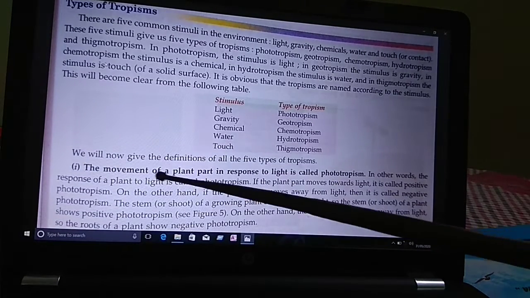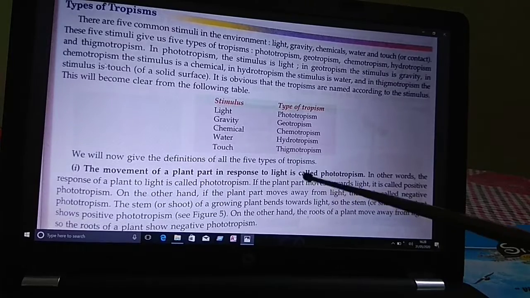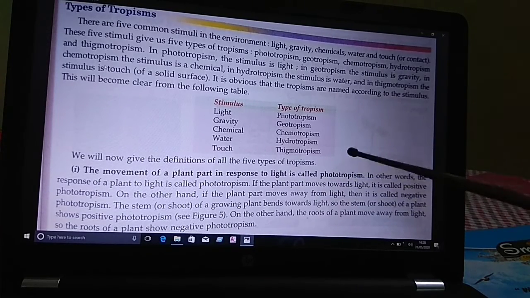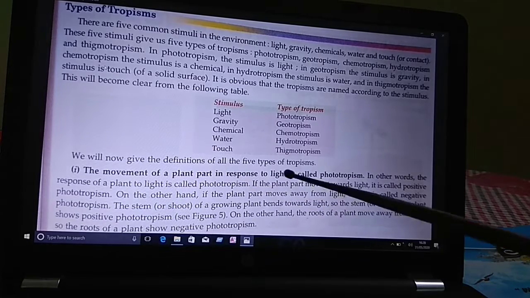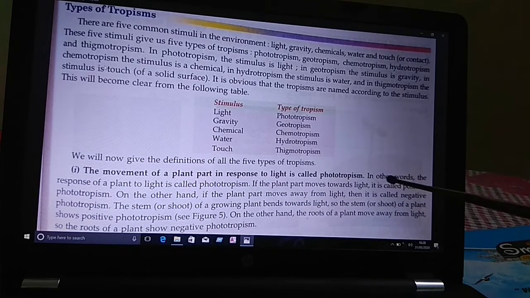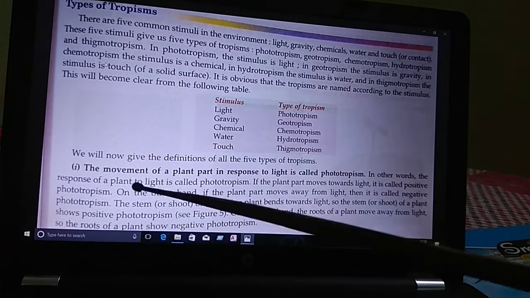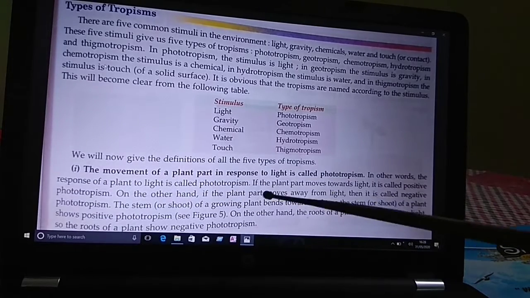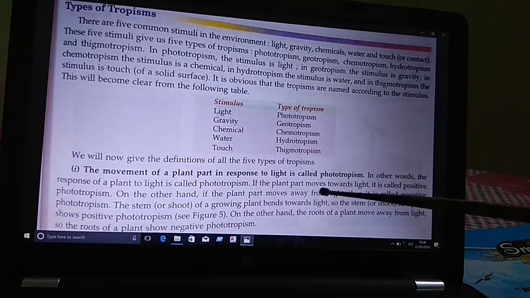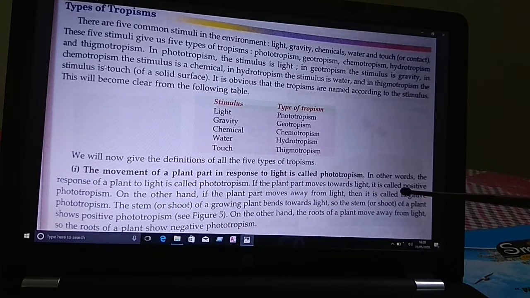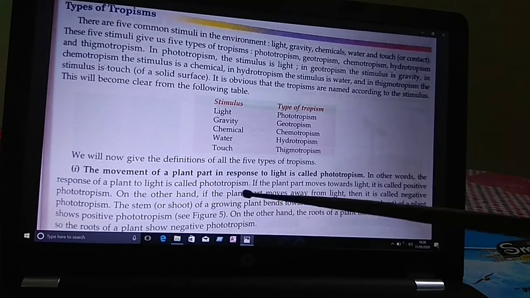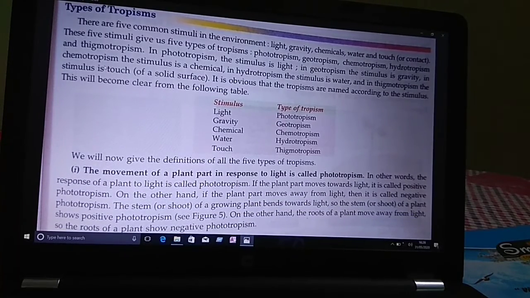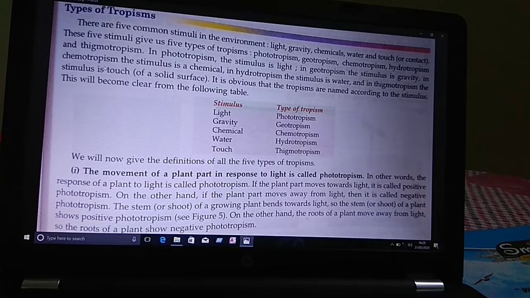First of all, the movement of a plant part in response to light is called phototropism. In other words, the response of a plant to light is called phototropism. If the plant part moves towards light, it is called positive phototropism. On the other hand, if the plant part moves away from the light, it is called negative phototropism.